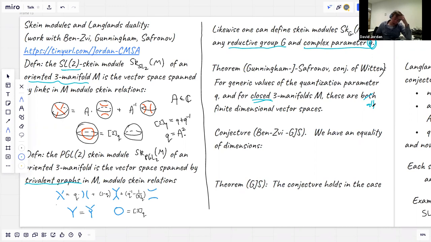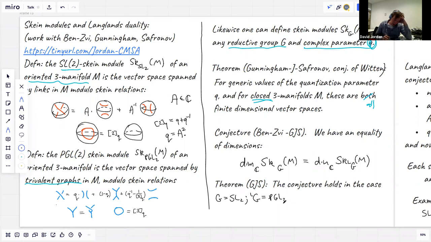So I wanted to get this theorem on the board because it allows me to state the conjecture, which I'm hoping to motivate with this colloquium, which is that if we take the dimension, say, over the complex numbers of the skein module for the group G of some manifold M, the conjecture is that this is equal to the dimension of the skein module for the Langlands dual group for the same manifold M. So these dimensions have been computed in very few examples for any groups at all, but a place where we can get a foothold in these conjectures and see if they make any sense at all is if we consider the case SL2. I'll be saying what Langlands dual group means in a second, but in the case of G equals SL2, the Langlands dual is PGL2.